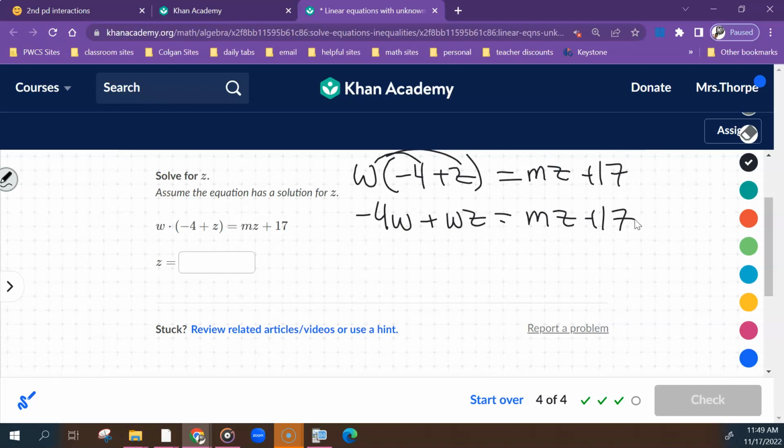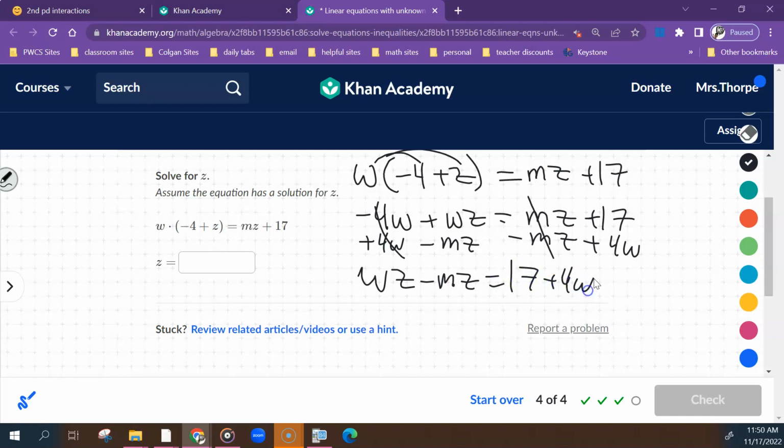And then we're trying to get all the z's on the same side, so now it becomes just like what we were doing before. I can move this over. Doesn't matter, I could have moved WZ over as well. And then I'm going to get rid of this 4W because I don't need it by adding it to the other side. And then I'm going to rewrite everything. So WZ minus MZ equals 17 plus 4W.